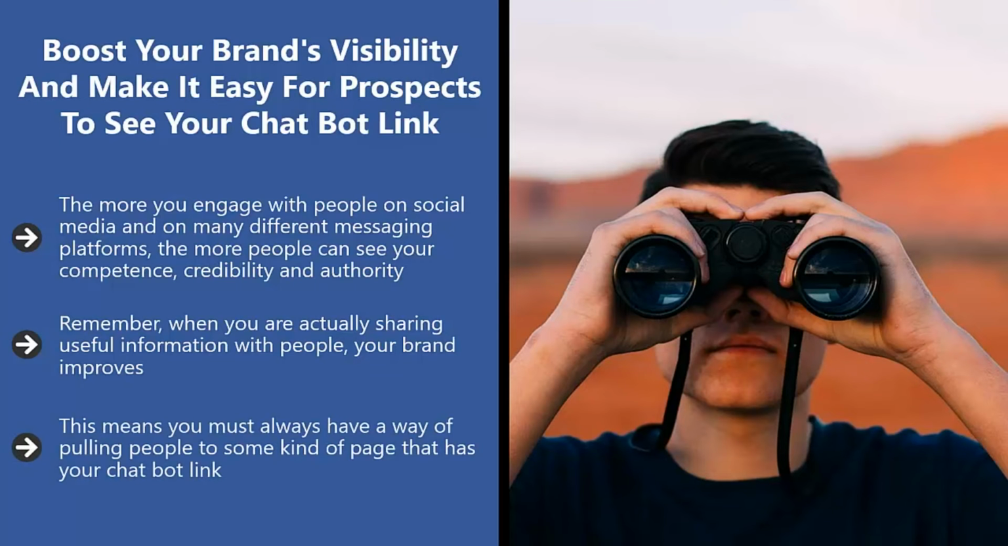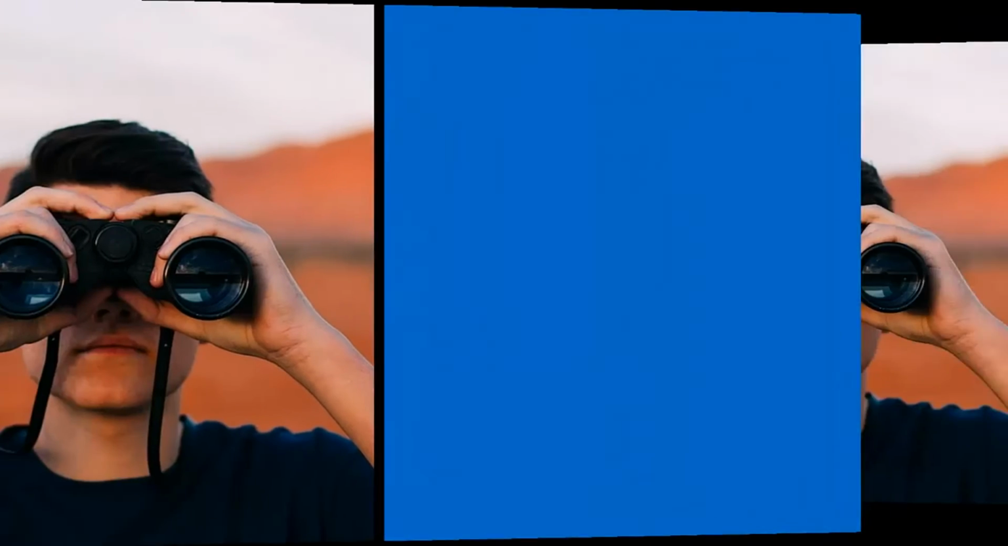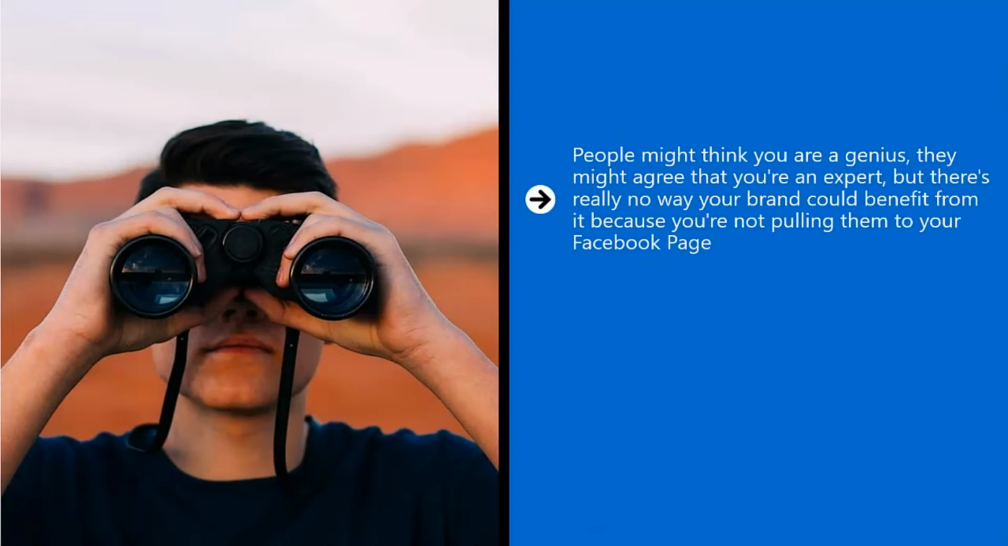This means you must always have a way of pulling people to some kind of page that has your chatbot link. This is very important, because if you don't have some sort of payload or call to action in your overall messaging strategy online, you're not that visible. People might think you're a genius. They might agree that you're an expert. But there's really no way your brand could benefit from it because you're not pulling them to your Facebook page. You're not telling them to check out your website. You're not doing any of that. You're not even drawing attention to your profile.